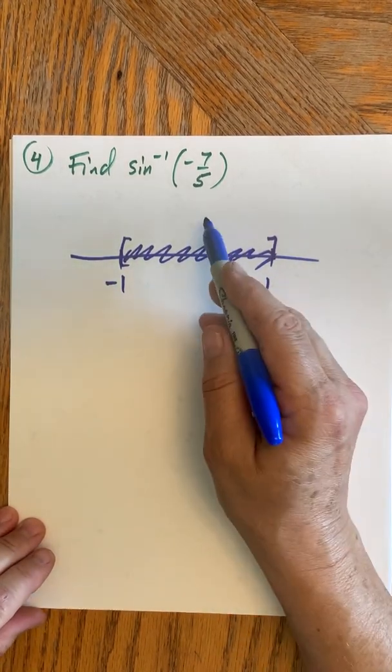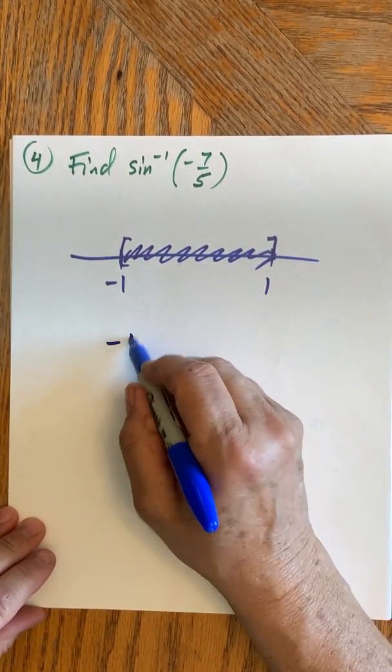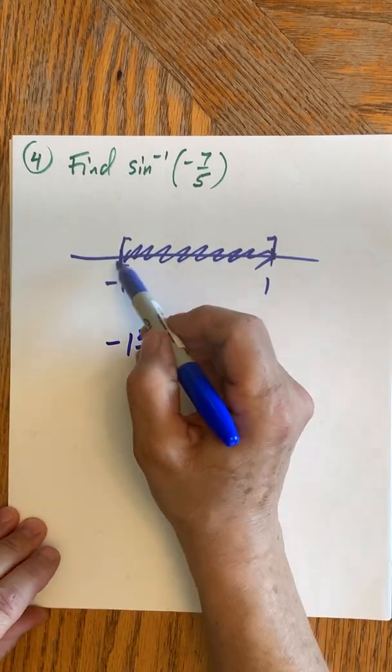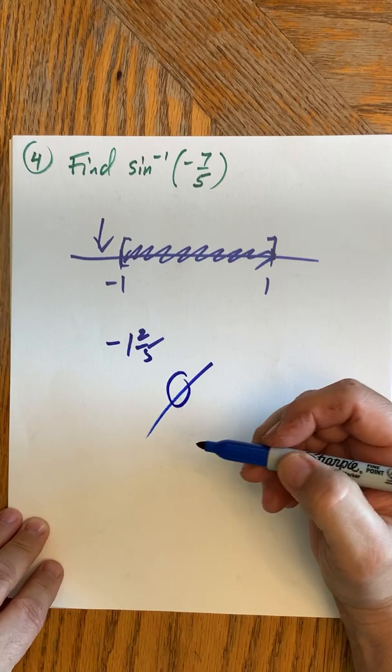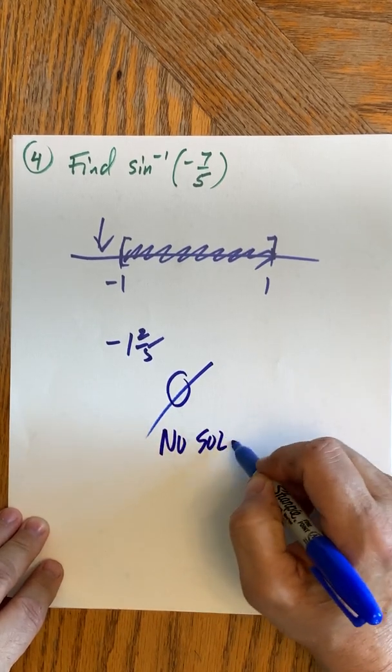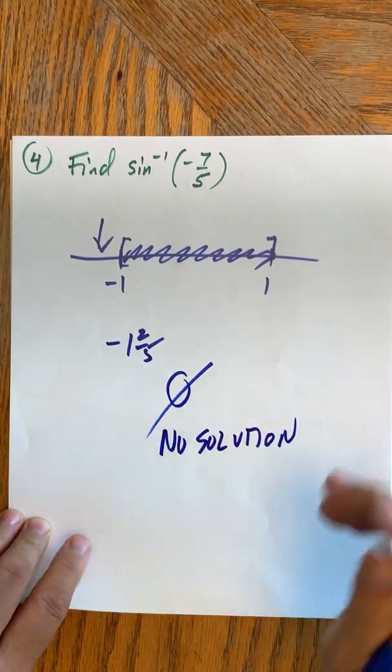Well, remember, negative 7/5 is actually negative 1 and 2/5, right? So that's actually somewhere here. So it's not in here, therefore not a valid input, no solution. All right. Next one.